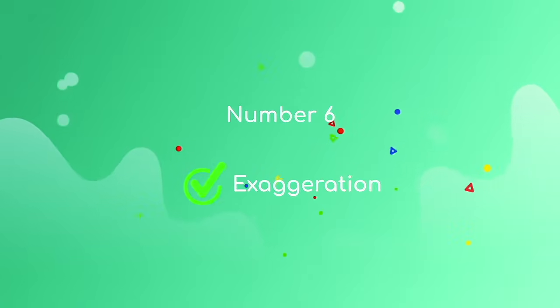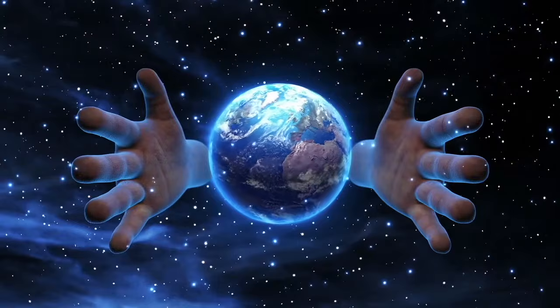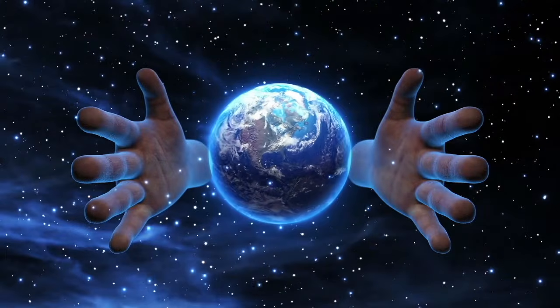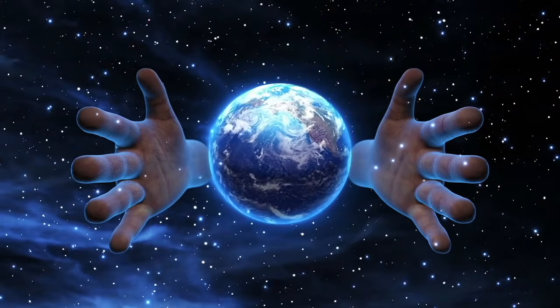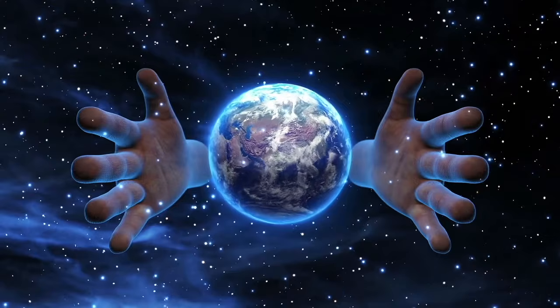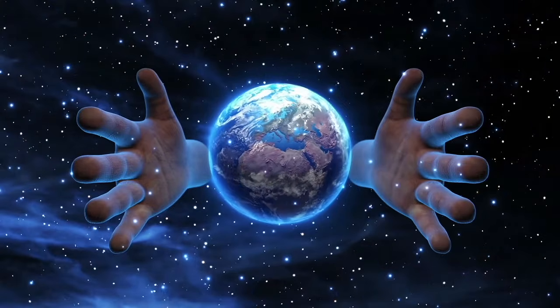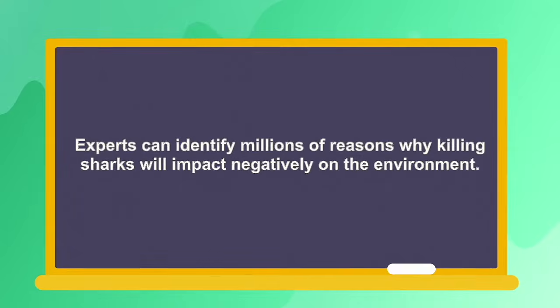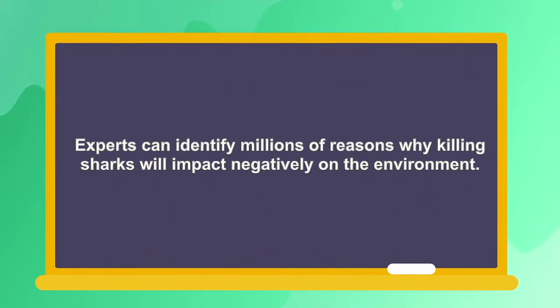Number 6. Exaggeration. Authors often exaggerate or overstate something to help persuade readers of their point of view. Exaggeration can make your argument seem more important, but beware. If you use too much exaggeration, you may start losing credibility. In this example, exaggeration is incorporated through the use of the word millions. Millions is used to describe the number of reasons from the experts. While there might not be millions of reasons, it will make the reader believe that there are a number of reasons, and therefore the argument has a high level of validity.